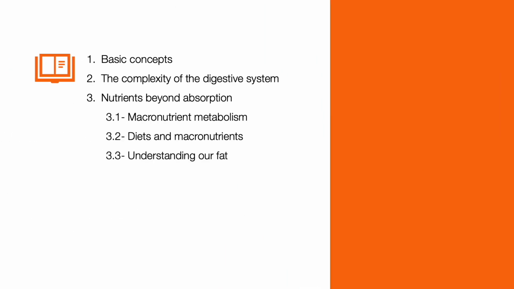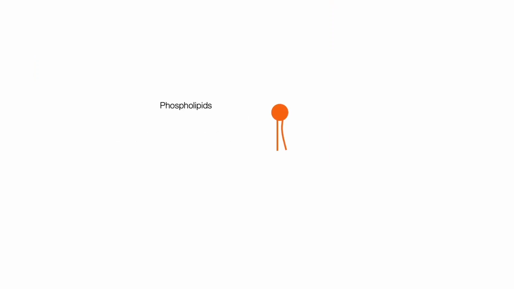In this video, we will talk about nutrients beyond absorption and in particular about our fat. Phospholipids are among the most important lipids and are made up of a glycerol attached to a phosphate group and two fatty acids that can be saturated or unsaturated. Glycerol is a part of the phospholipid that loves water, while fatty acids hate water and therefore repel it.